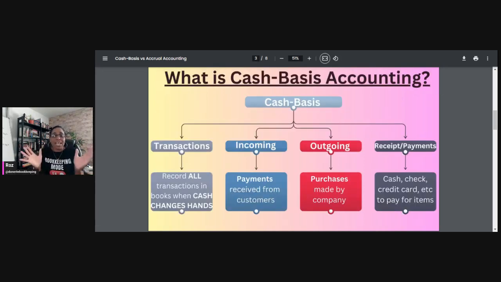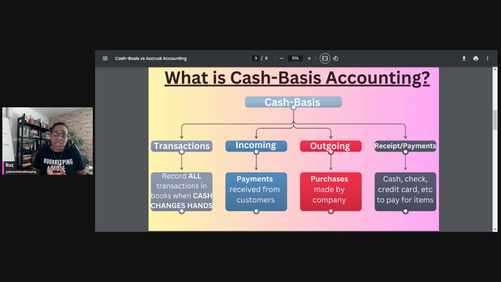So I just created this nice little flow chart because I love to see things simple, right? Especially when you're talking about bookkeeping, accounting, and things like that, I want to see it nice and clean and simple. So what is cash basis accounting? Basically, there are 4 pillars that you need to know, and these are the pillars that you're going to fit your different transactions into for cash basis accounting.